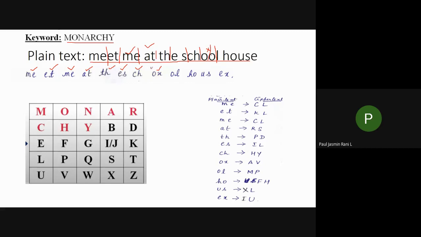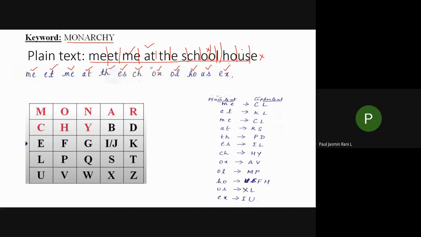After that, you have to take OL next. Next one is HO. Next one is US. At last, you don't have any pair, so again you have to substitute X over here. Like this, you have to split your plain text into pairs.